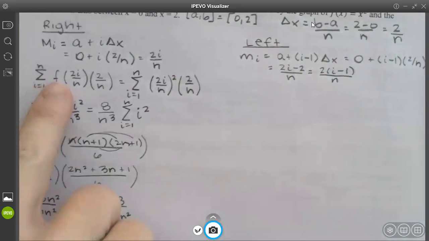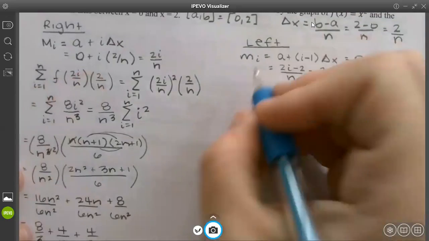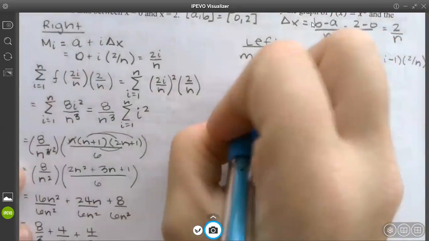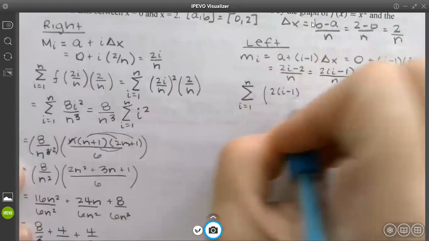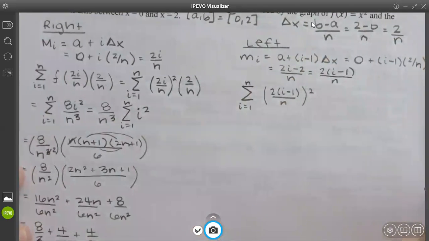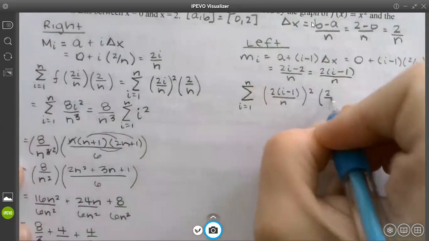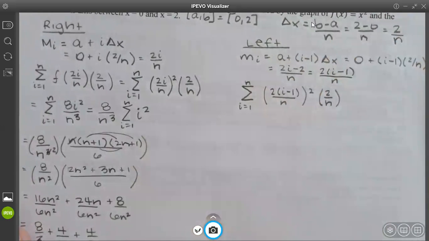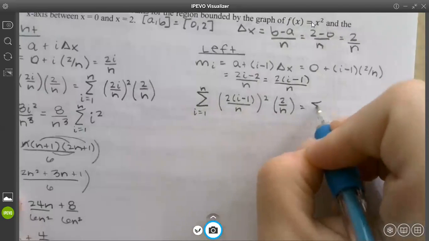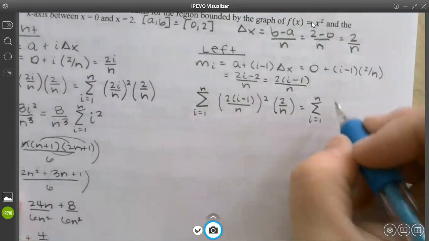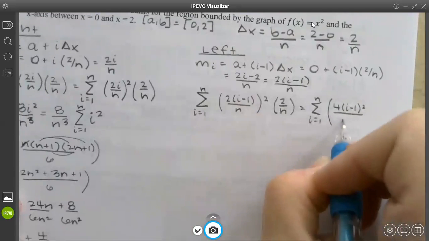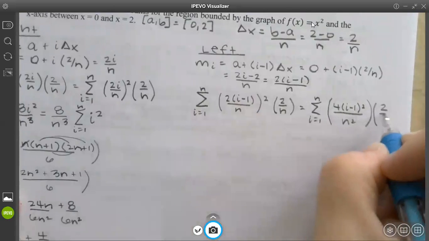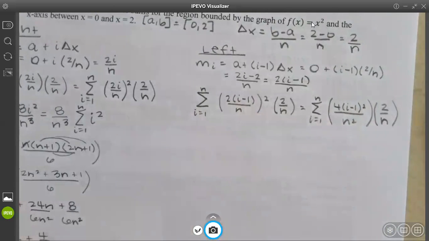So now do the same thing that you did here. We're going to plug it into the function and then multiply it by delta x. Instead of writing f of blah blah blah, we're just going to go through it. We're doing 2i minus 1 over n squared. So I plugged it into the function x squared, times delta x. 2 squared is 4, (i minus 1) squared over n squared, times 2 over n. Everybody okay with that?